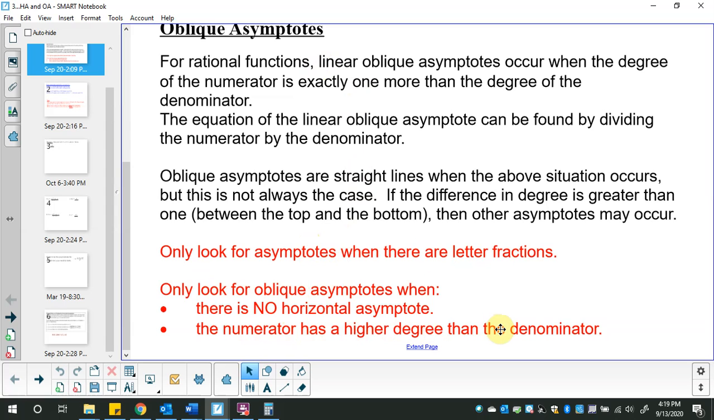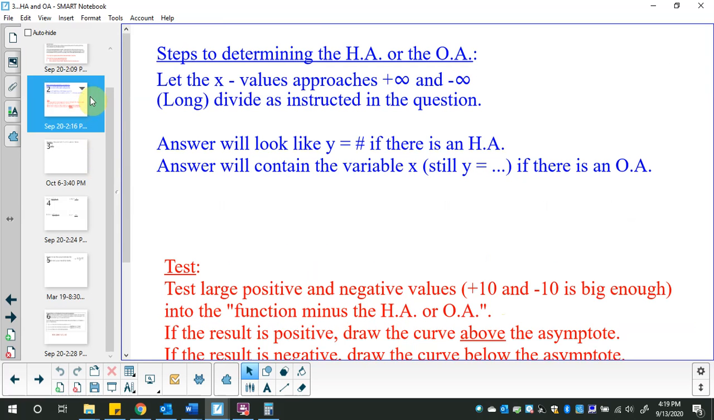This may take a bit, which is why I've separated the two notes, vertical asymptotes and these ones. But next slide, regardless of whether you're looking for horizontal or oblique, the steps are the same, and I will come back to this if necessary. Let the x values approach positive, negative, infinity, so this will be worth 1 mark. Divide, sometimes long divide, as instructed in the question. Your answer will look like y equals a number if there's a horizontal asymptote. Your answer will contain the variable x on the right-hand side.